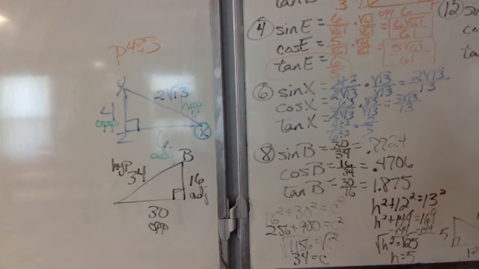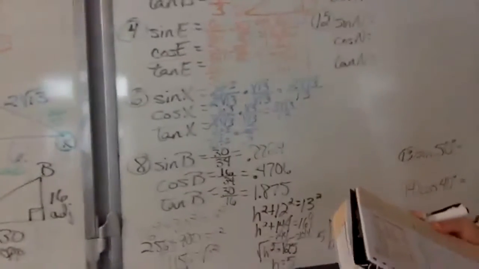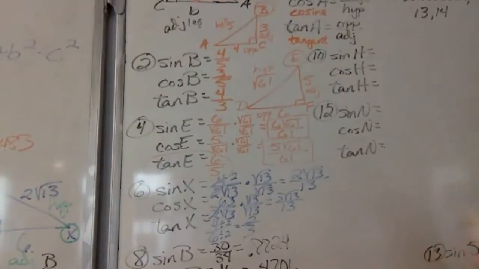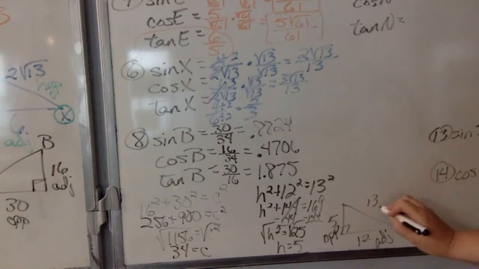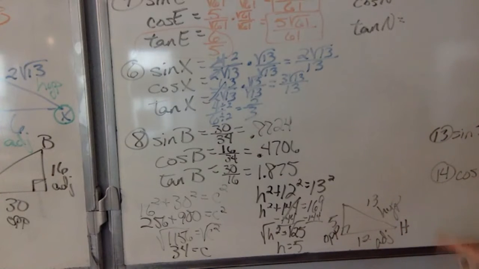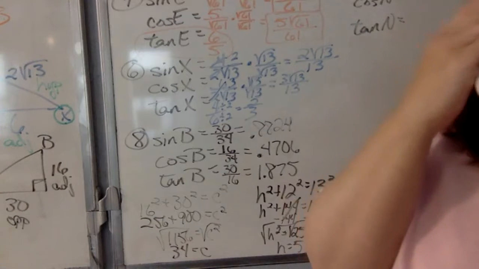Now, for number 10, we're talking about our sine, cosine, and tangent of h. So h was down here at the bottom. So 5 is our opposite, 12 is our adjacent, and 13 is our hypotenuse. So those are the numbers that we're going to use for our ratios. But remember, on these, we're having to divide and get them as decimals.